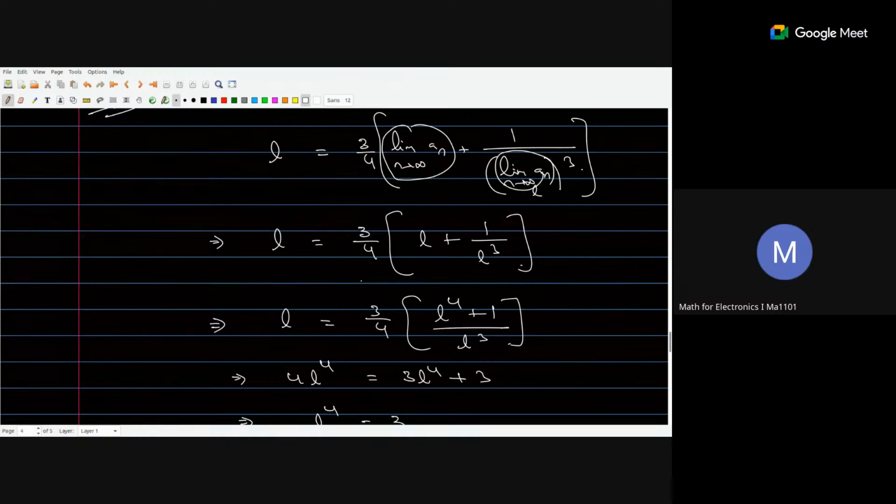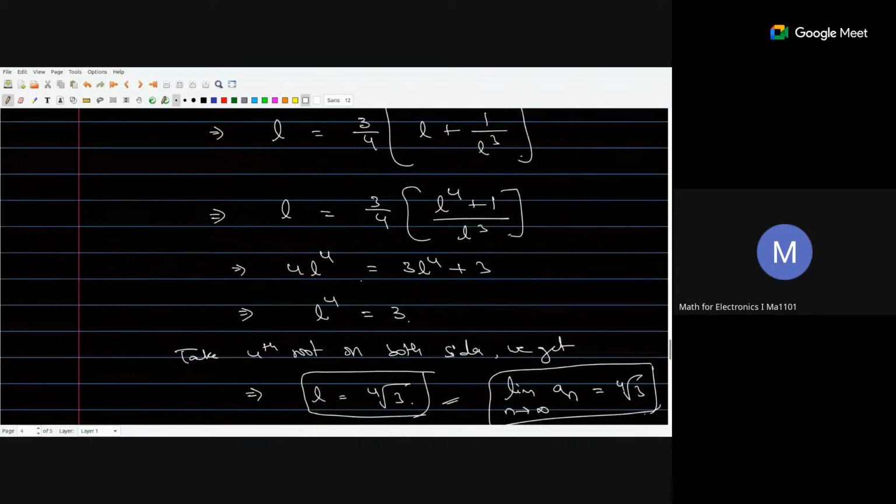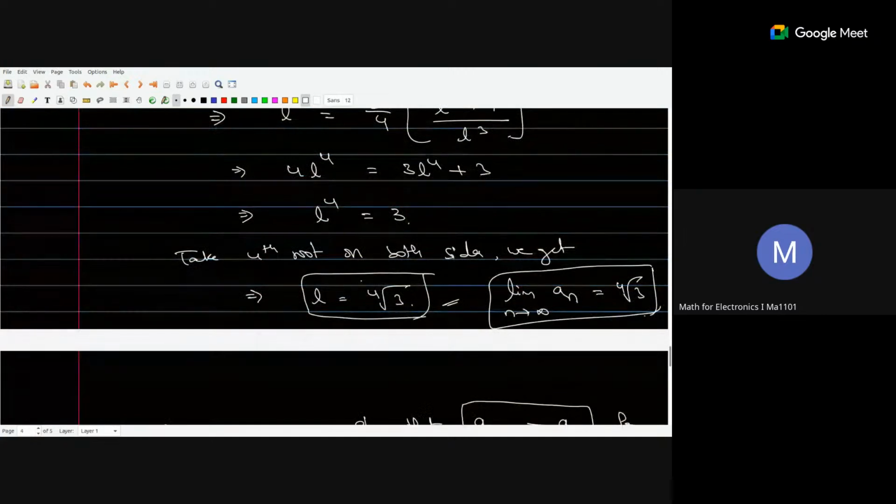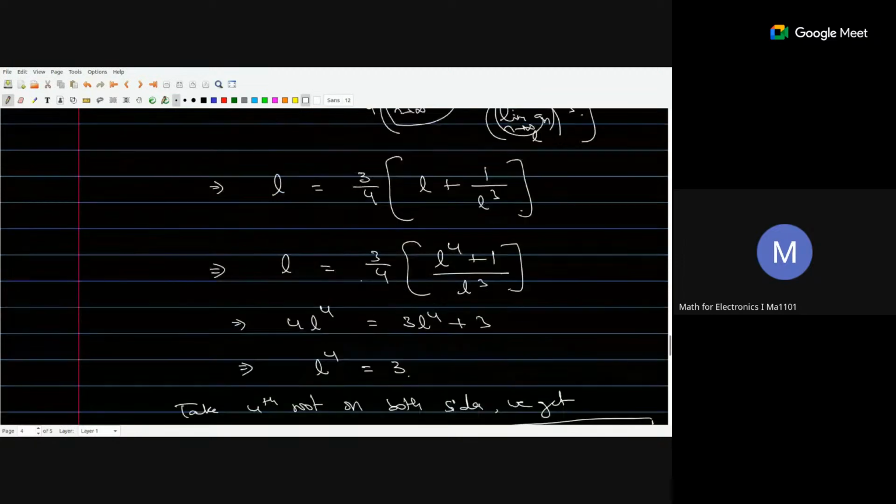Okay, and I simplified it. The next steps are just the simplification. I did the LCM, and I am going to get L power 4 plus 1 by L cube on the right hand side, and I brought that 4L cube to the left hand side, and it will become 4L power 4 is equal to 3L power 4 plus 3, and then it will be L power 4 is equal to 3, and I took the 4th root on both sides. I got L is equal to the 4th root of 3. Okay, so this is just the simplification I did.